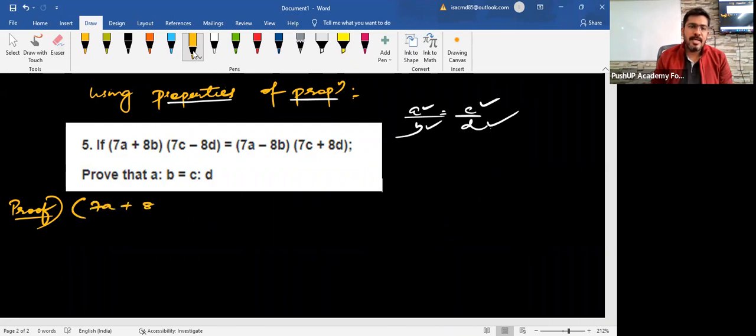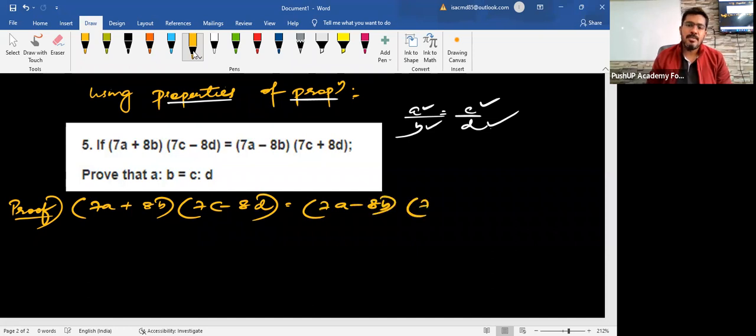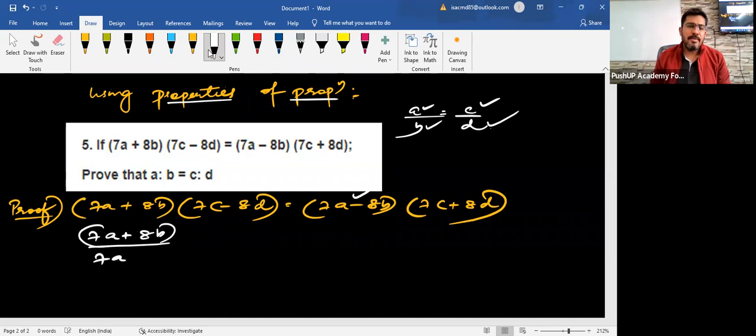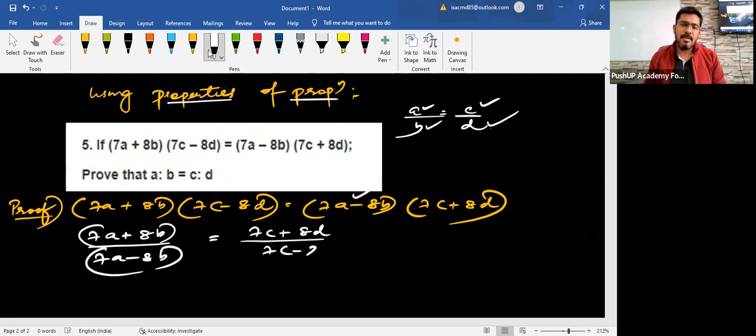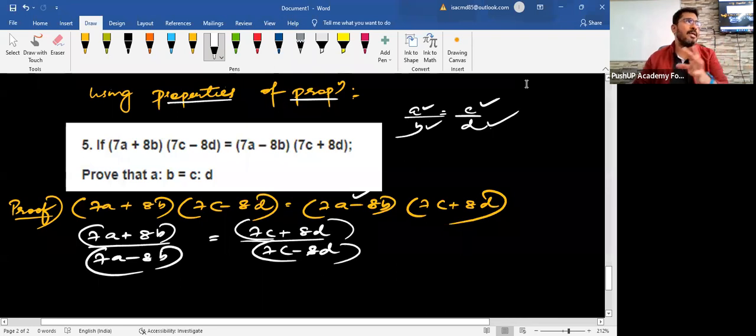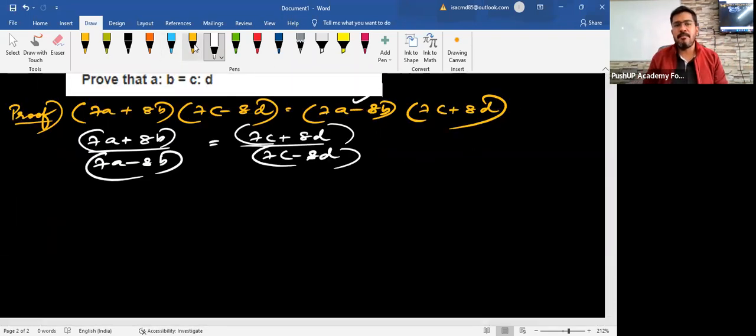It's given like this: (7A + 8B) into (7C - 8D), which is equal to (7A - 8B) into (7C + 8D). Yeah, this is given to you. Okay, so then it is very easy, children. 7A plus 8B. Let me bring this 7A minus 8B to the left. Right? 7A minus 8B comes to the left denominator. And 7C plus 8D divided by 7C minus 8D. Yeah, this is fine. Now you have variables A and B on the left, C and D on the right. Now what we can do, children, if you want to eliminate 7 and 8, I think you can directly apply componendo and dividendo.